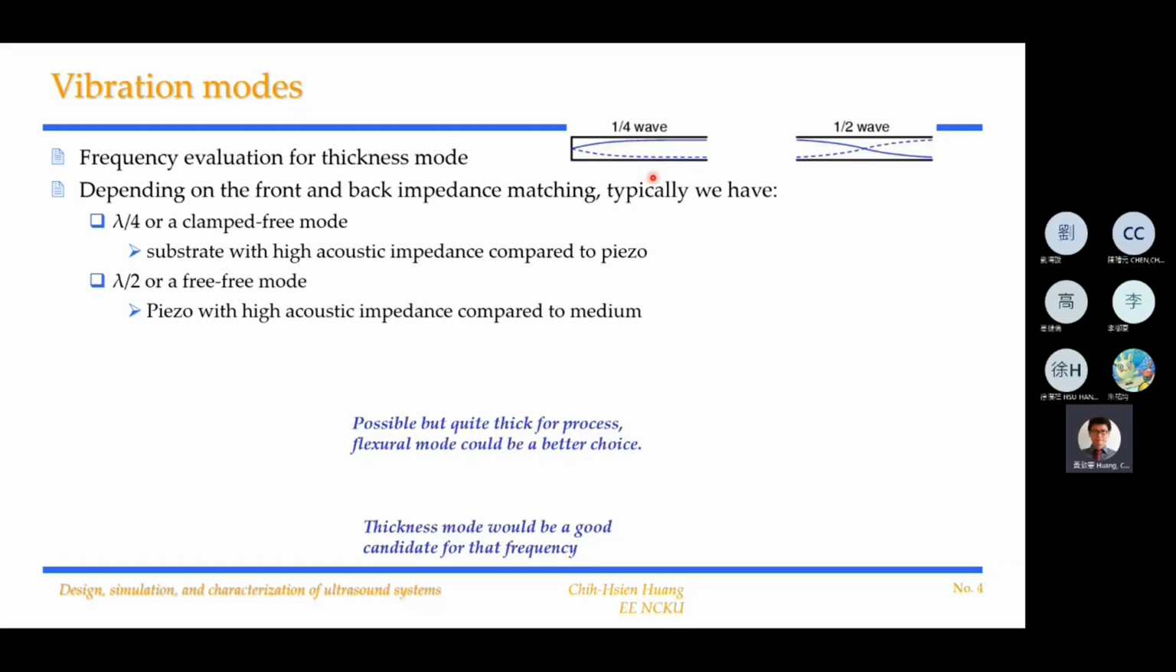And next one is half wavelength. If both sides are free, like the actuation layer or the piezoelectric material inside the transducer, it can vibrate to both sides, so both sides are free ends. In this situation, the resonant frequency corresponds to a half wavelength.